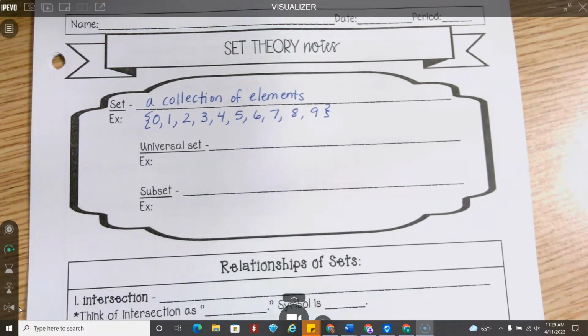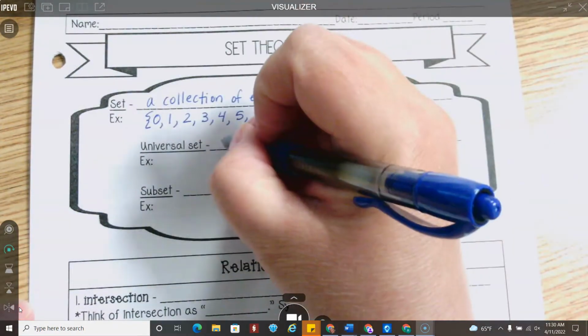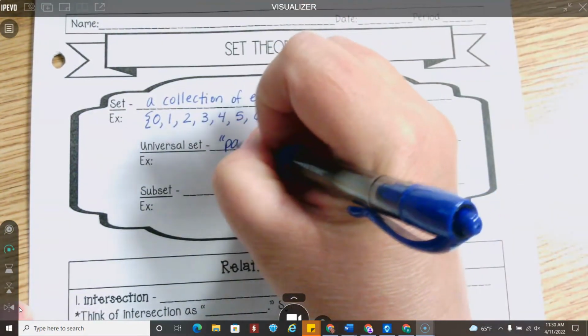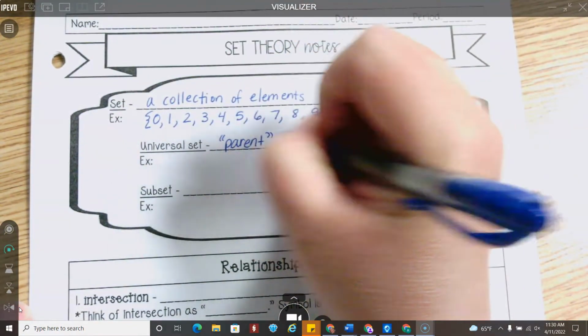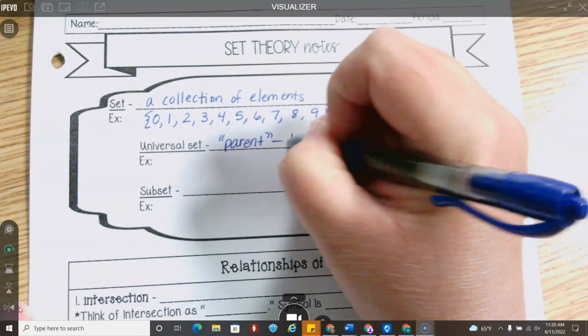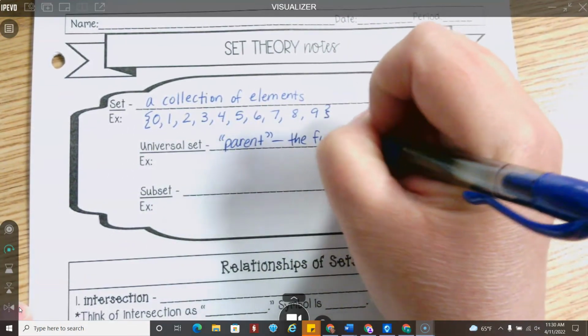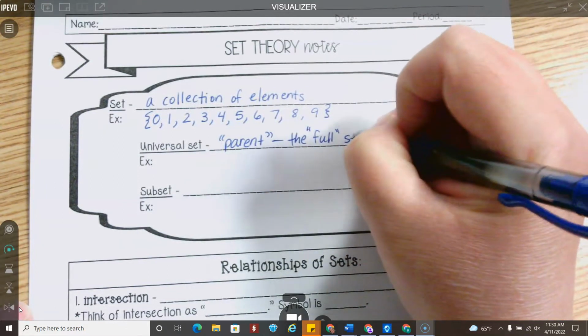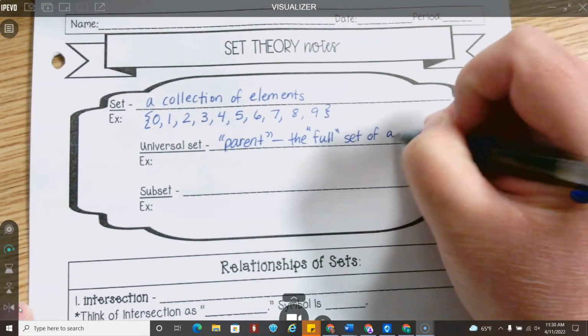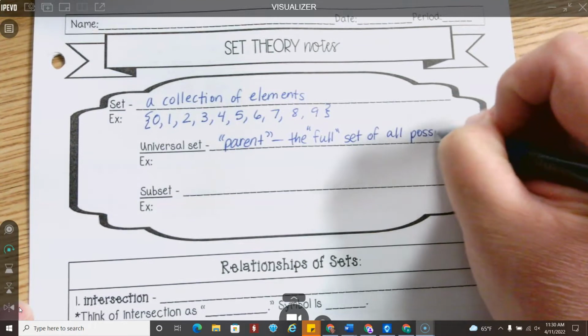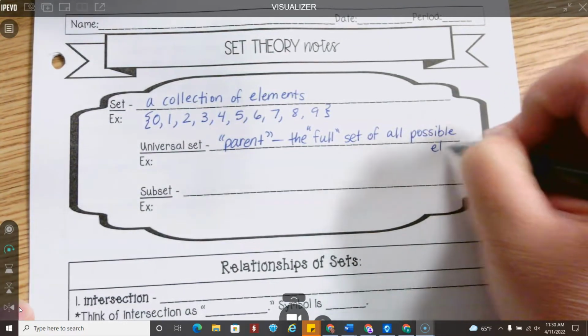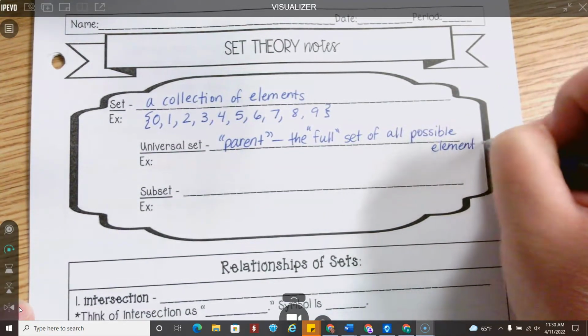Okay, so a universal set would be basically the set you are pulling from, the collection of all the elements of a certain type. It's kind of like the parent. The full set of all possible elements. And we're talking about all possible elements for your whatever.